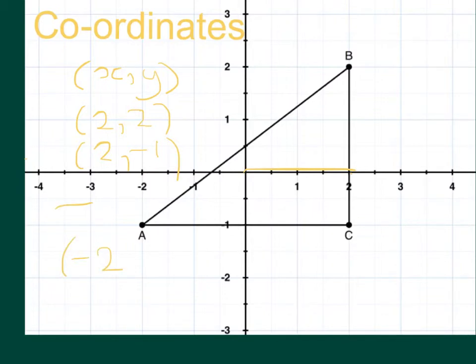Because our minus numbers take us to the left, the bigger they are, the further to the left you go, and the plus numbers take us to the right. So we've gone from the origin, we've gone left by 2. And now we've come down, and again down takes a negative sign, so our A coordinate is -2, -1.